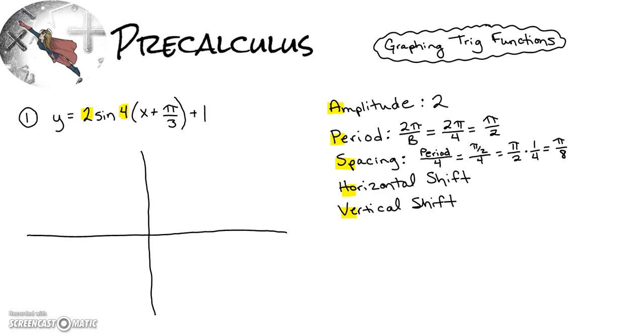Now this spacing step, you can do it for all of the trig graphs except tangent and cotangent. Those work differently, and we're going to do a tangent after this.